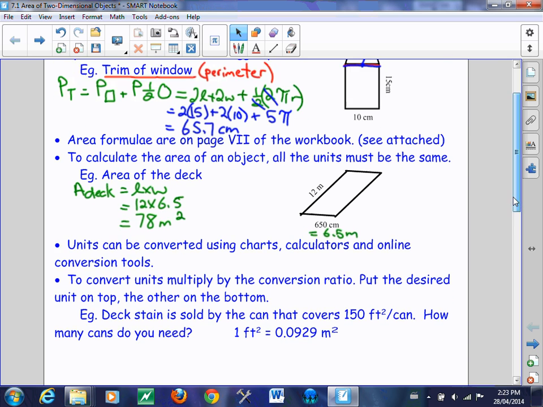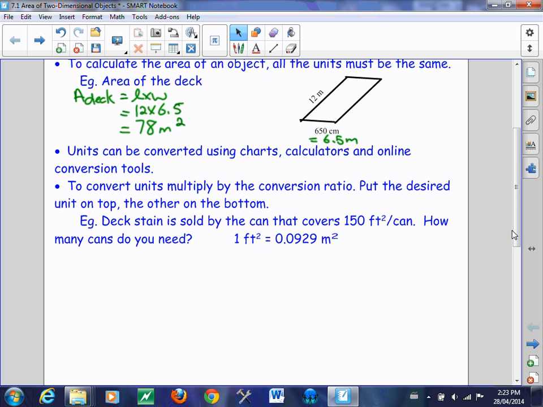Next, we're going to take a look at how units can be converted using charts, calculators, and online conversion tools. To convert units, multiply by the conversion ratio. Put the desired unit on top and the other one on the bottom. Let's take a look at an example of a deck stain.